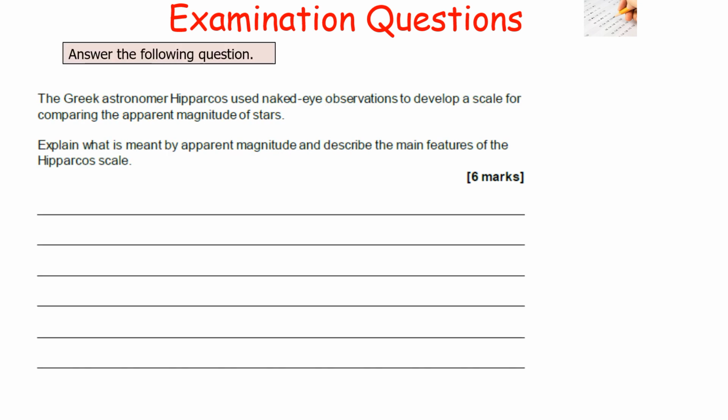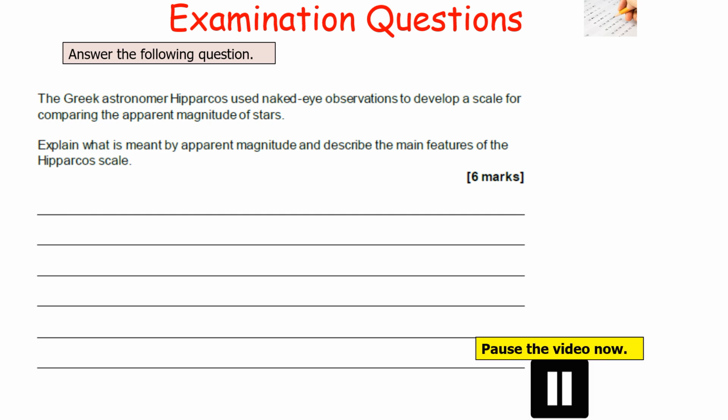The next question says, the Greek astronomer Hipparchus used naked eye observations to develop a scale for comparing the apparent magnitude of stars. Firstly, explain what is meant by apparent magnitude and describe the main features of the Hipparchus scale. Right, so pause the video now, then unpause the video when you want to go through your answer.